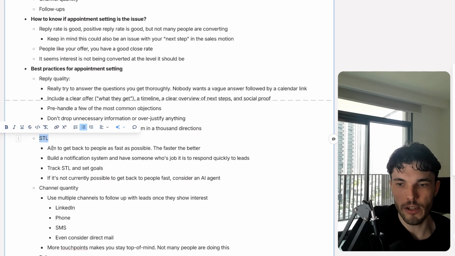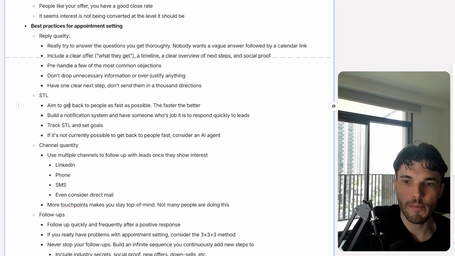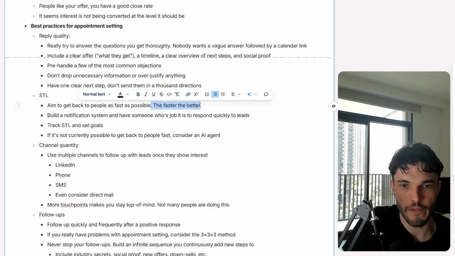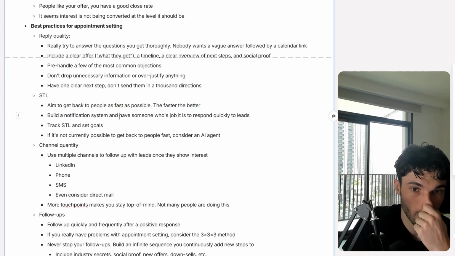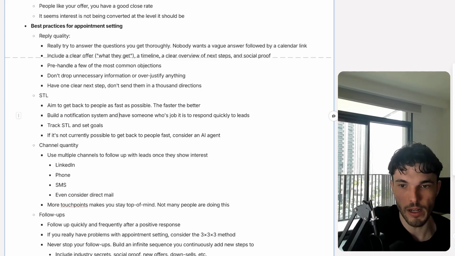The next thing is STL, so speed to lead. You want to aim to get back to people as fast as possible, and the faster, the better, essentially. So what you want to do is build a notification system and have somebody whose job it is to respond to leads quickly. This is really important. And you want to track your speed to lead and set goals for it.